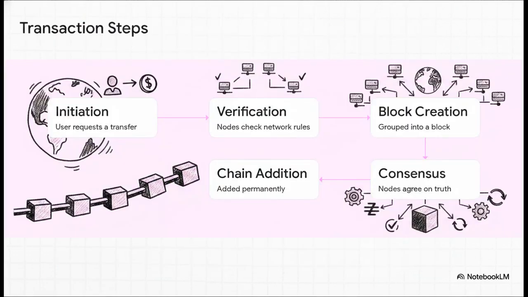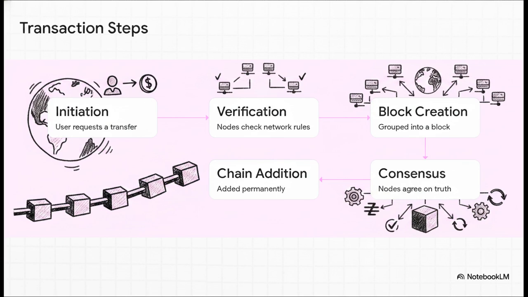So let's actually walk step by step through a single transaction to see exactly why this architecture is so incredibly secure. Step 1 is initiation. A user requests a transfer or maybe triggers a contract. Then, Step 2, verification. A massive global network of computers, we call them nodes, algorithmically checks the rules to ensure the user actually has the required funds. Moving to Step 3, block creation. That verified transaction gets grouped together with a bunch of others into a block.